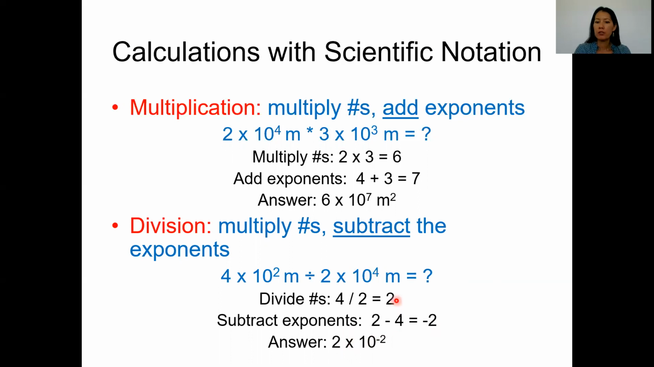My final answer is 2 here times 10 to the minus 2, which makes sense. This is a number less than 1 because you have that negative exponent, and you took a smaller number and divided it by a bigger number.